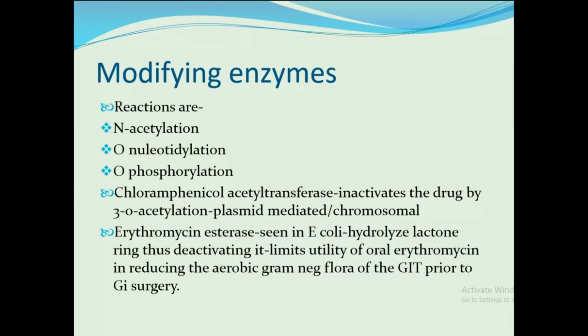So modifying enzymes is also a cause for this resistance, which includes N-acetylation, O-nucleotidylation, or O-phosphorylation. So these are various methods that we are observing right now, like erythromycin is seen in E. coli, hydrolyzed lactone ring, thus deactivating it, which limits the utility of oral erythromycin in reducing the aerobic gram-negative flora of the GIT prior to GI surgery.